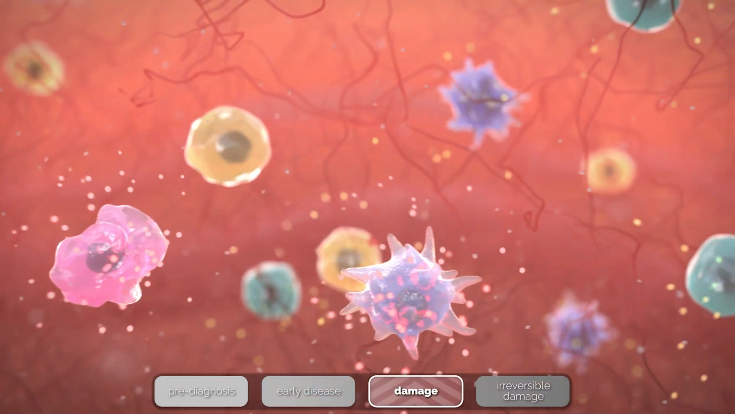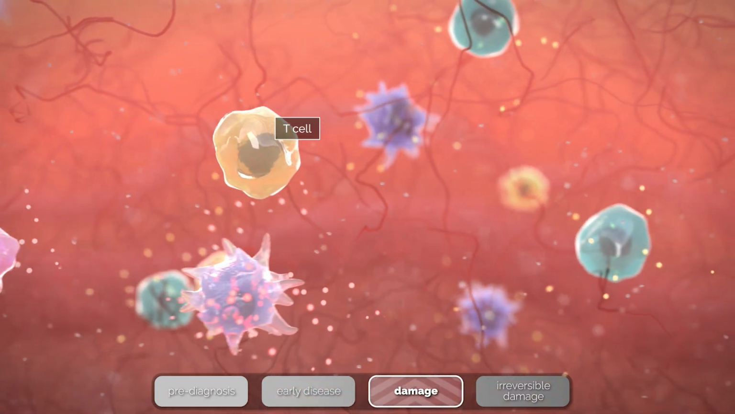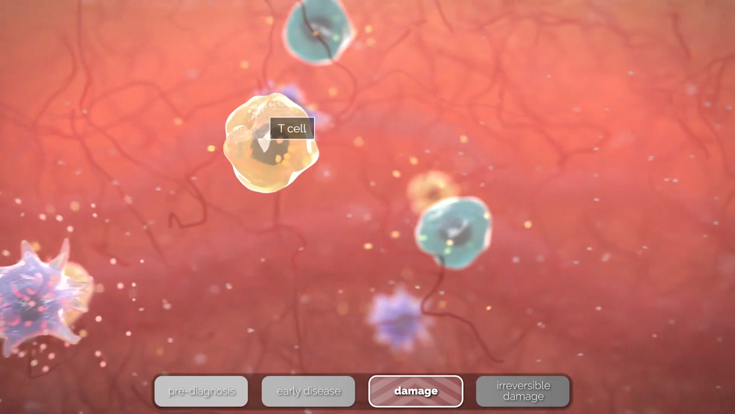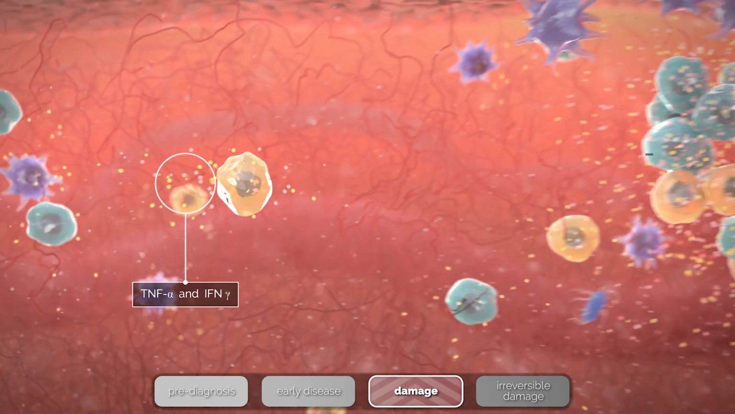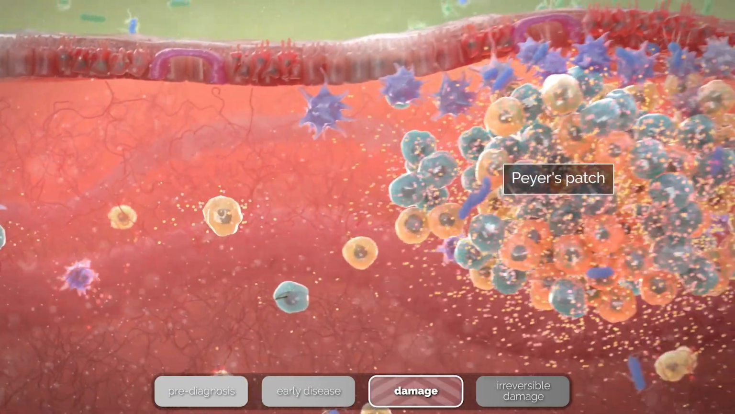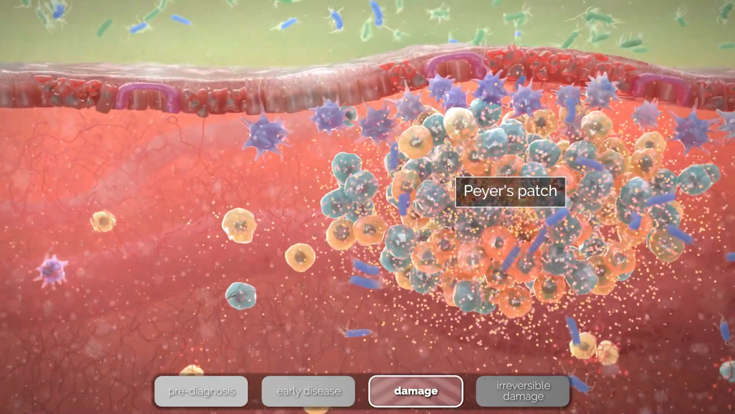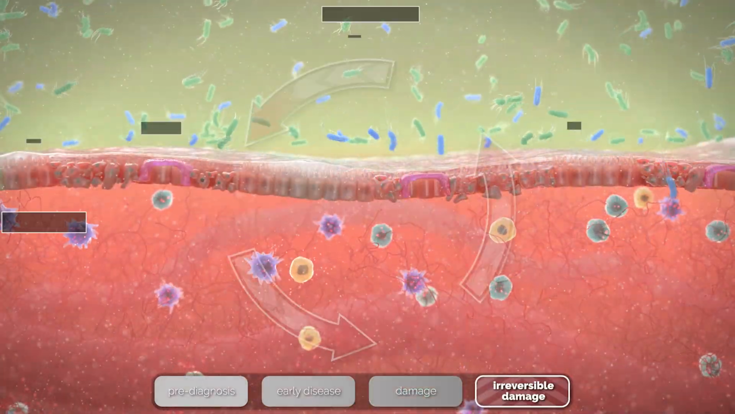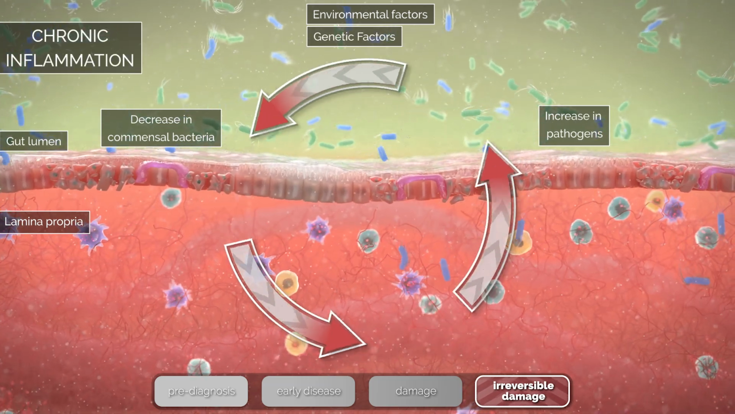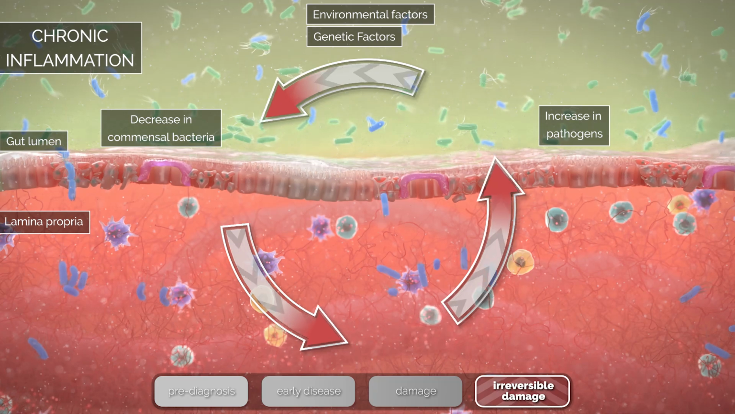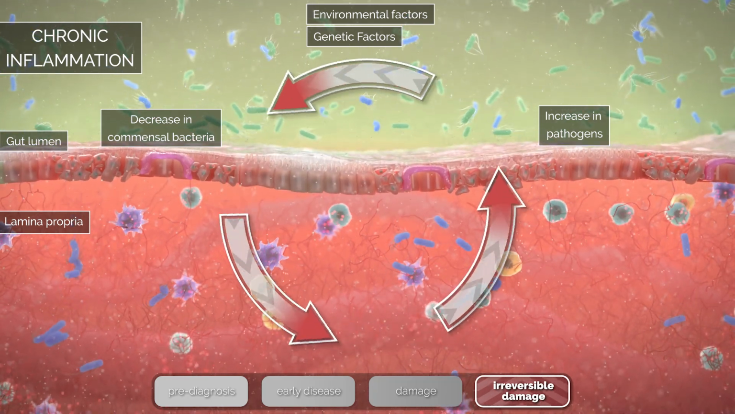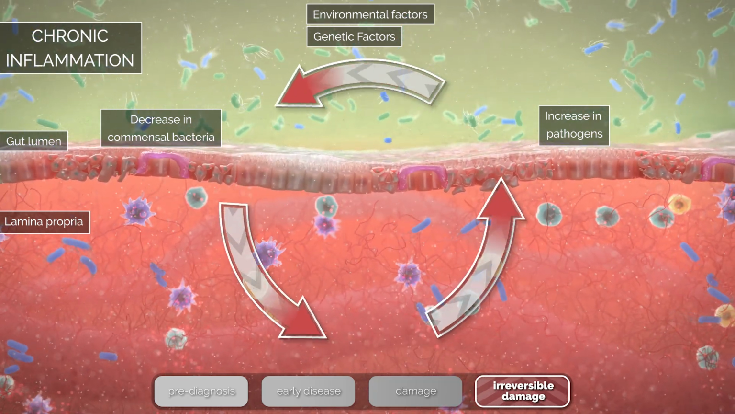In addition, inflammatory T cells, including natural killer cells, also contribute to the release of pro-inflammatory cytokines. This results in a cyclic perpetuation of cytokine and chemokine-mediated mucosal inflammation, involving both the innate and adaptive immune responses, ultimately leading to tissue damage and destruction.